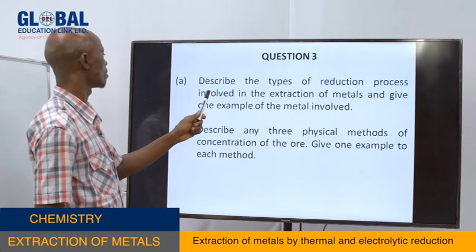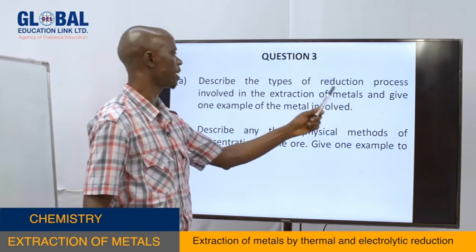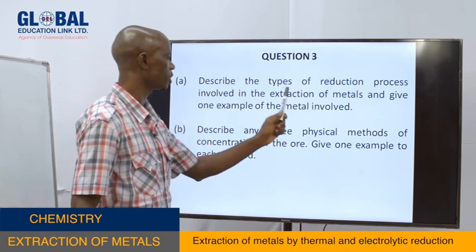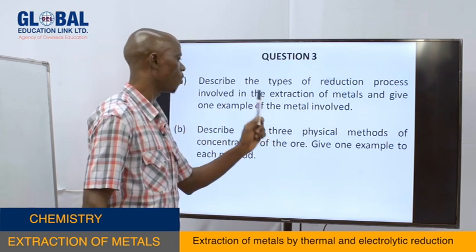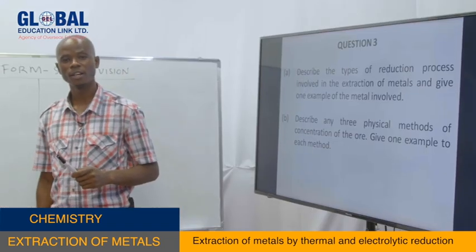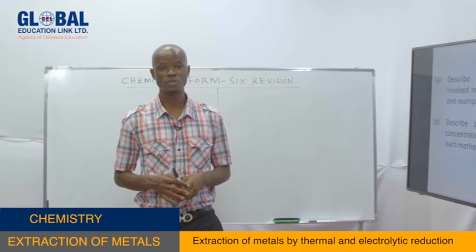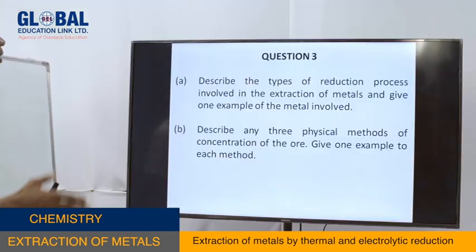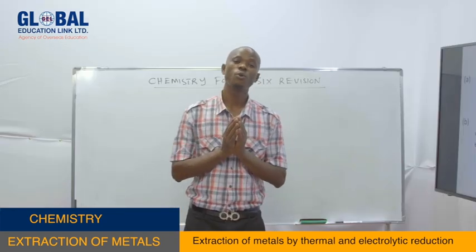Question number 3A says, describe the types of reduction process involved in the extraction of metals and give one example of the metal involved. Now, my dear student, that is also another simple question that you can meet with. Here, you are told to describe the types of reduction process. Now, if we were together in the presentation, we have discussed the methods of reduction, about 6 methods of reduction. The method of reduction depends also on the reactivity of the metal sometimes.